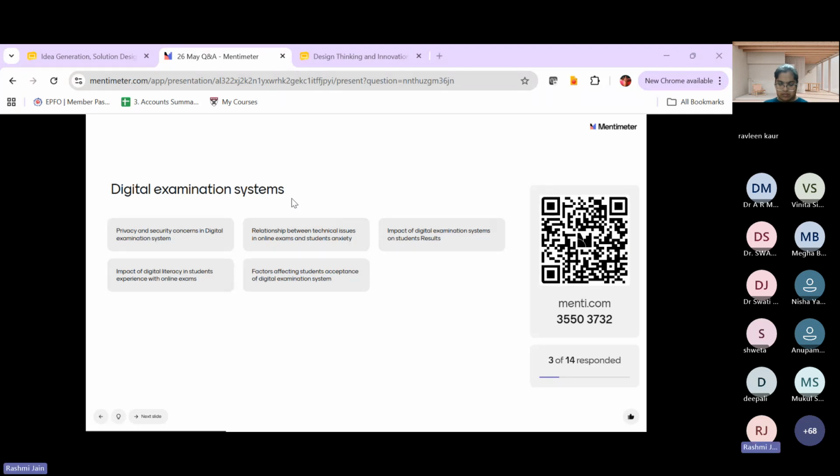What are the factors affecting students' acceptance of digital examination systems? Impact of gamification in digital examination systems: a study on India's students and their mental well-being. That's a very good way. That's a very nice framing.